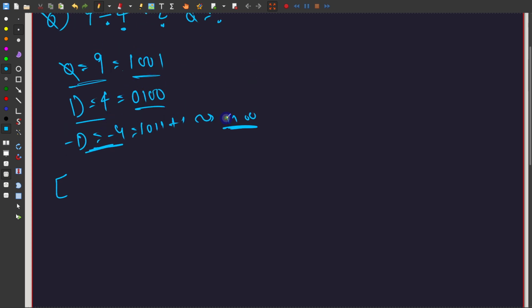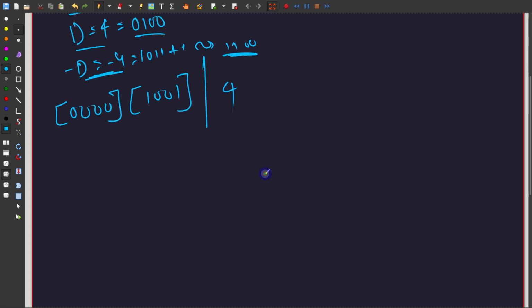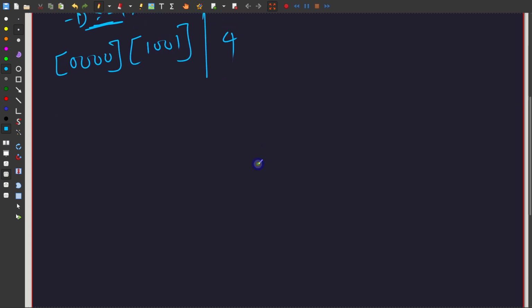Okay, so look at the size of D. D is 4 bits in length, so we write 4 zeros in the accumulator. The Q is 9, which is 1001, and that's about it. You look at the size of Q, which is 1 2 3 4. It has 4 bits, therefore you have to do 4 iterations. Let's get started.